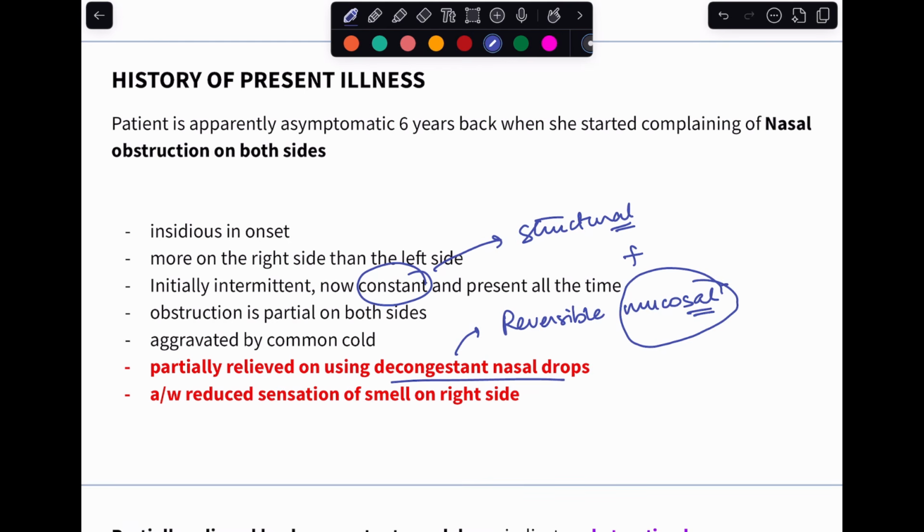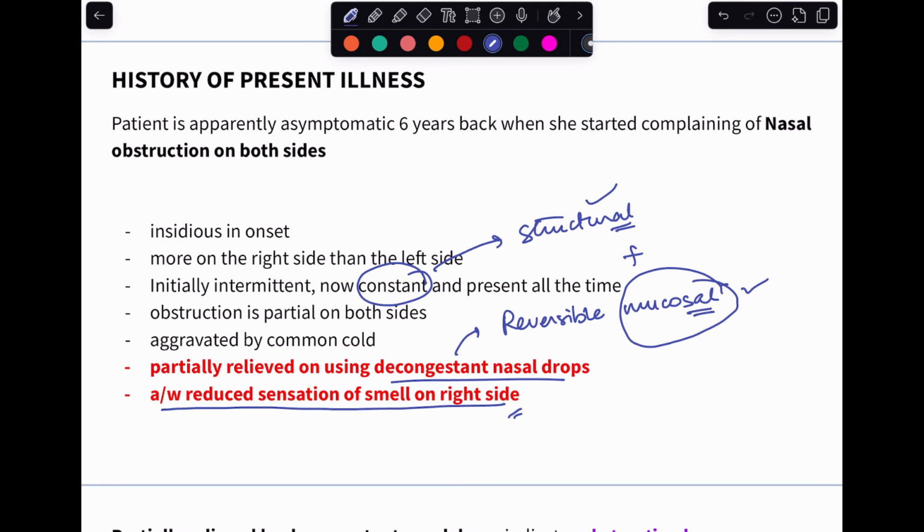Now, say for instance, the patient said that this was not getting relieved by any decongestant. If there was any kind of nasal mass, that would not be relieved by using a decongestant. It would just be a structural cause. So here we are coming to the conclusion that there is a mixed structural as well as mucosal cause of obstruction over here. Next, the patient has said that they have reduced sensation of smell on the right side.